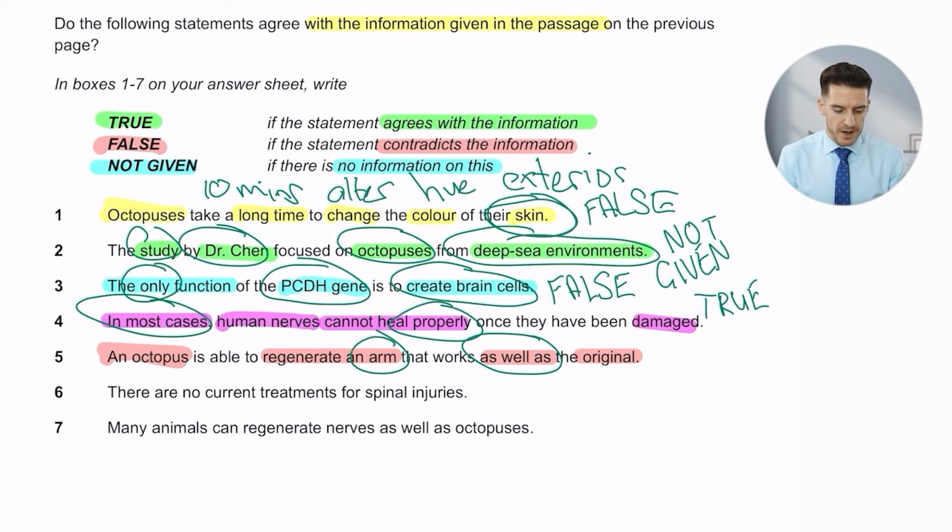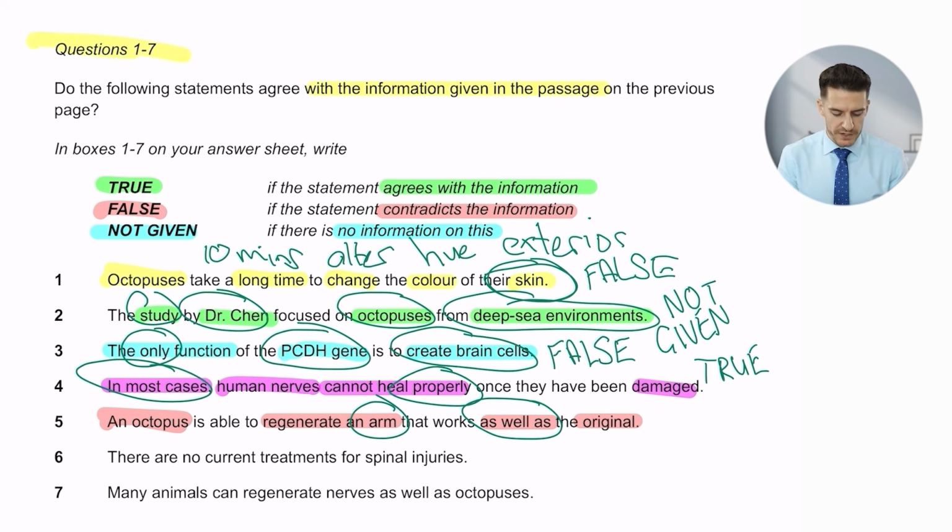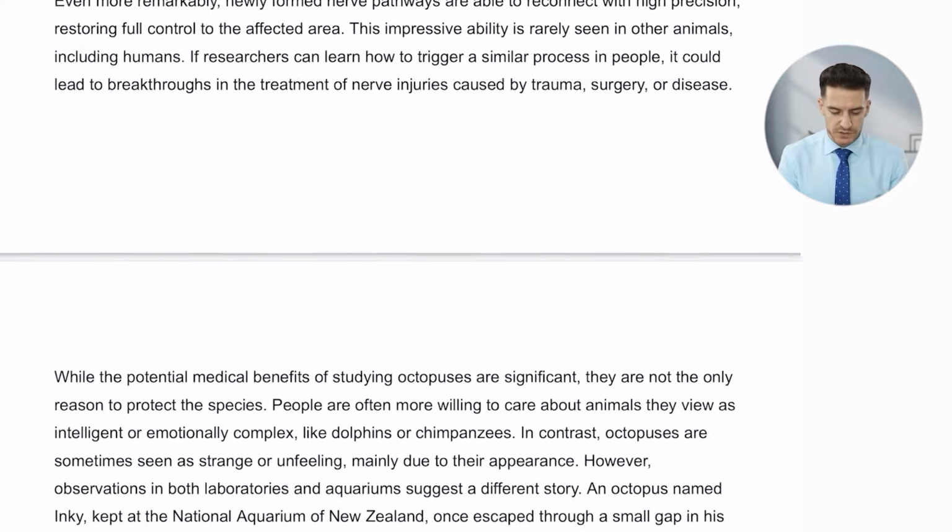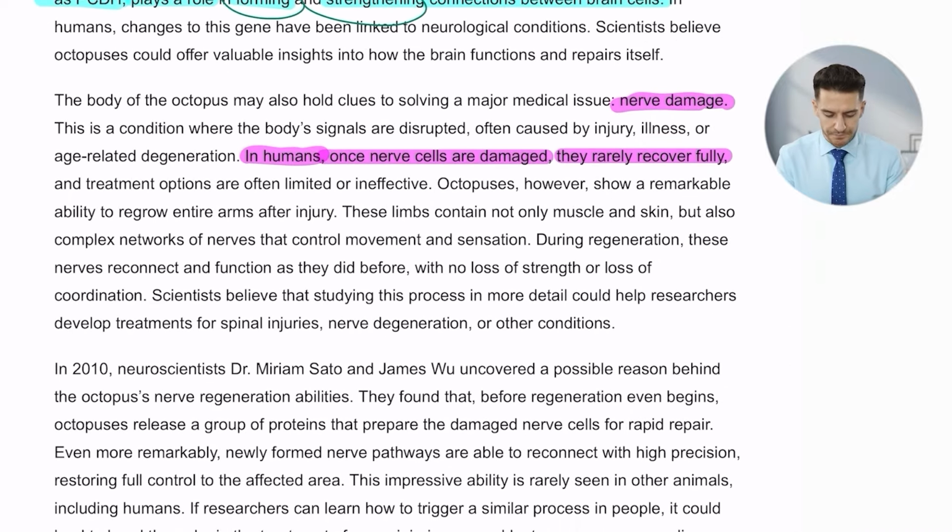So let's go back up to the top and see if we can find anything about octopuses and regenerating arms. "Octopuses, however, show a remarkable ability." There we go. So we've got octopuses' ability to regrow arms. There's one of the key words, arms. And let's keep reading now.